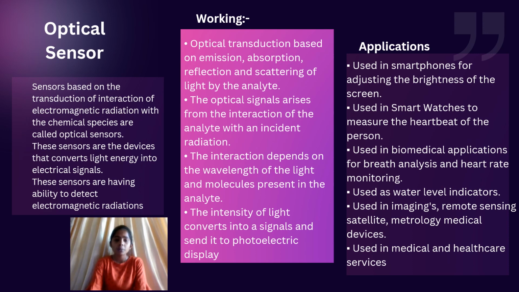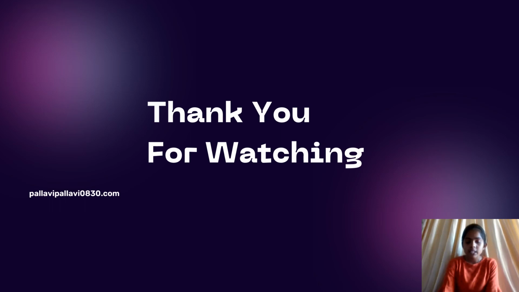Applications of optical sensors: used in smartphones for adjusting the brightness of the screen. Used in watches to measure the heartbeat of the person. Used in biomedical applications for breath analysis and heart rate monitoring. Used as water level indicators. Used in imaging, remote sensing, satellite meteorology, medical devices. Used in medical and healthcare services. These are the types of sensors, their applications, working and principle.